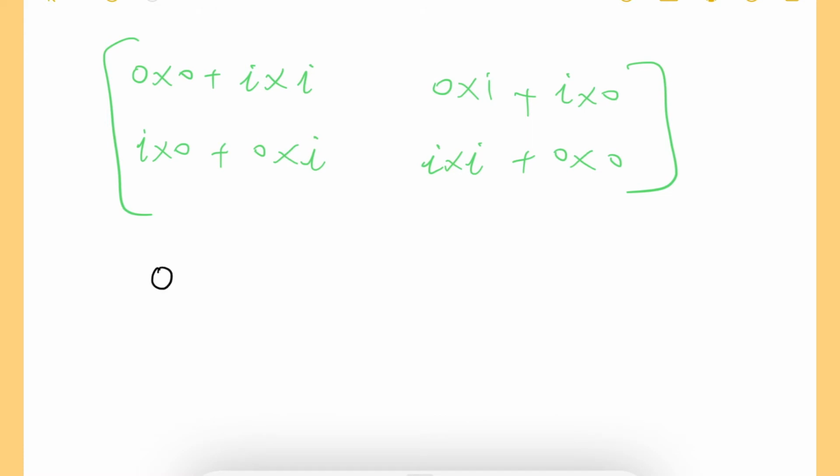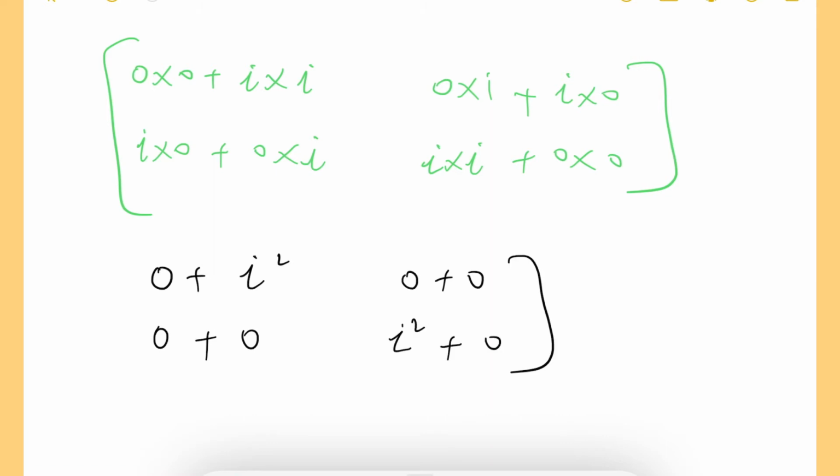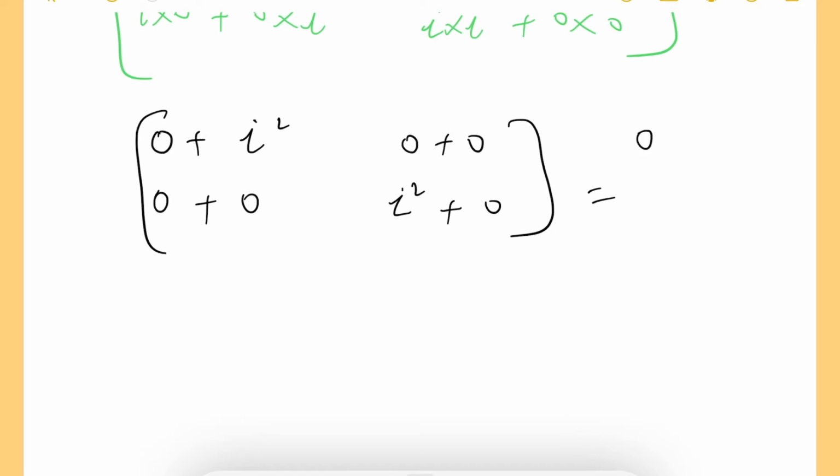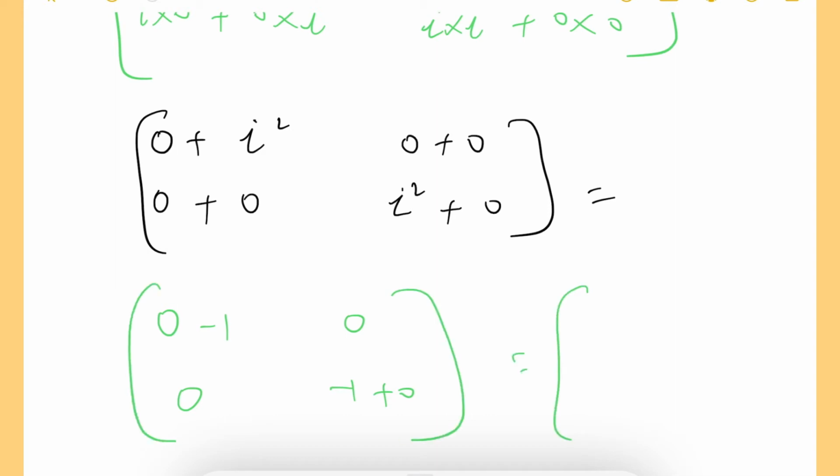0 into 0 is 0 plus i into i is i square. 0 into i is 0 plus i into 0 is 0. i into 0 is 0 plus 0 into i is 0. i into i is i square plus 0 into 0 is 0. Okay, if we simplify, I'll write it down, it's better. 0, i square is minus 1, 0 plus 0, 0, 0 plus 0, 0, i square is minus 1 plus 0. Now if we simplify this, we get [minus 1, 0; 0, minus 1].